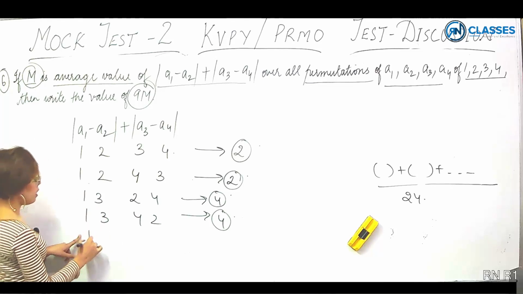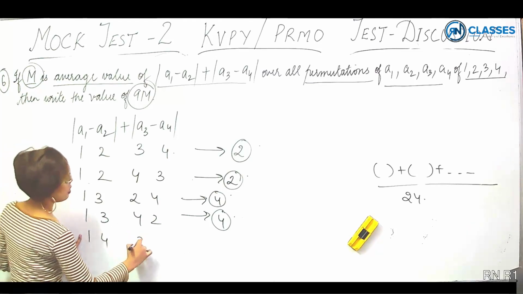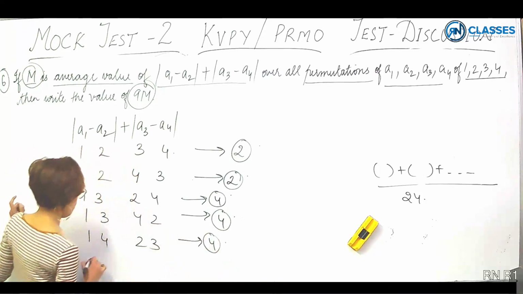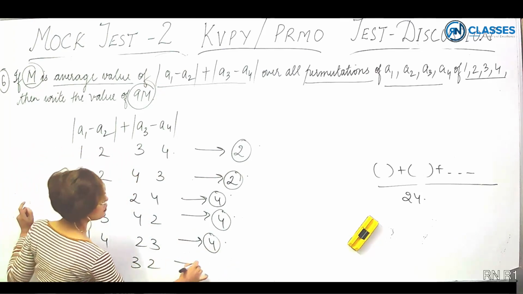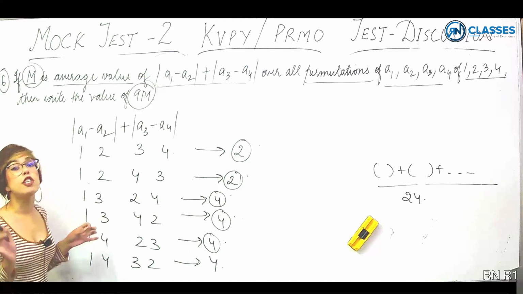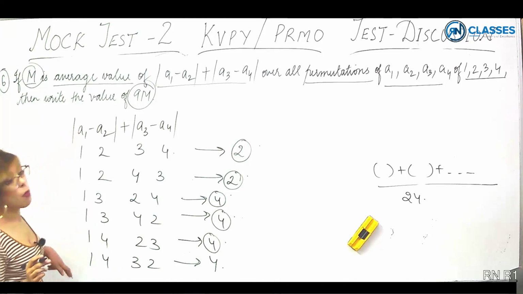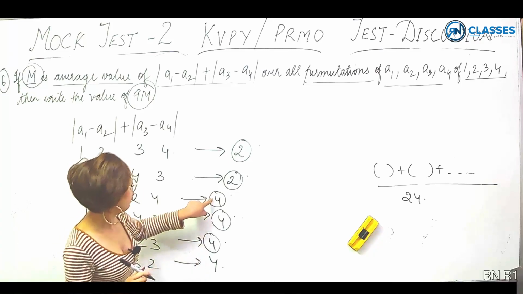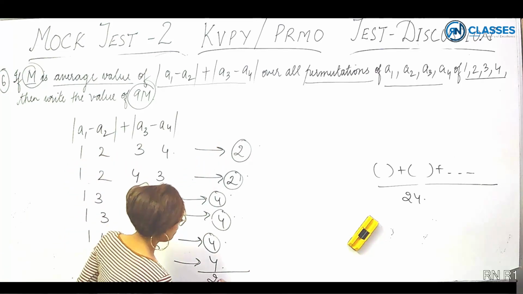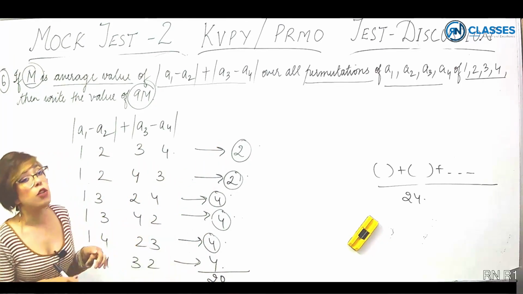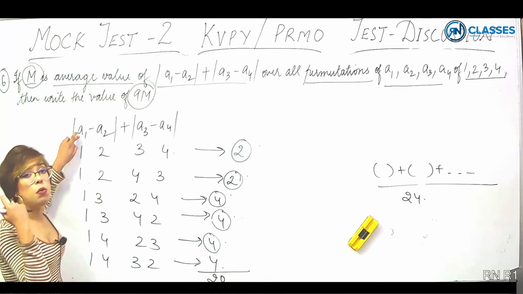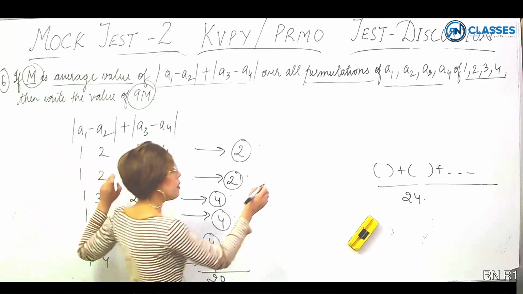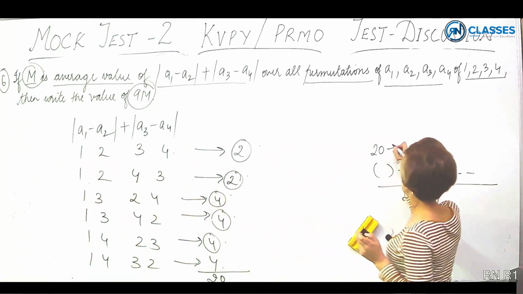Then 1, 3 exhausted. 1, 4 I can take. Right? So this is 2, 3. In this case, 3 plus 1, which is 4 again. Then 1, 4, 3, 2. Sum is 4 again. So I've exhausted all those cases where a1 is 1. Right? The sum in this case, that is 2 plus 2 plus 4 plus 4 plus 4 plus 4, that is 20. Right? Now, if you write those cases where a1 is 2, the sum will again turn out to be 20. Right? So, 20 plus 20.